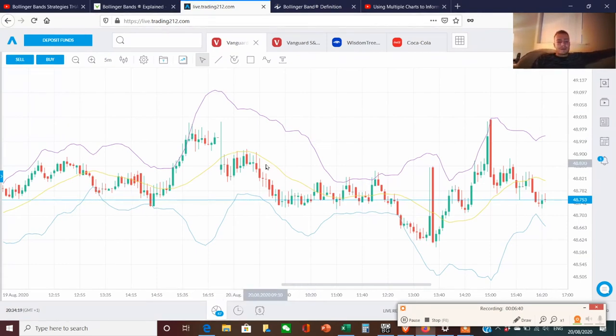Quite simple, Bollinger Bands. There's loads of different strategies that you can bring into this, but you can do some further research, and hopefully this has been a nice introduction to this indicator for you. Thank you.